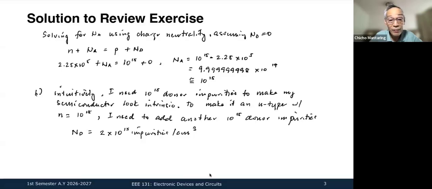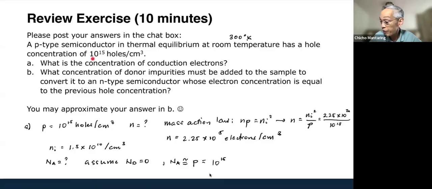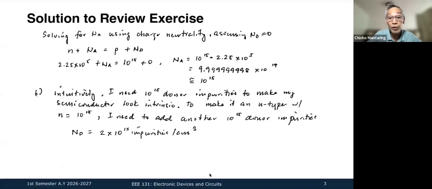Sir, paano po nakuha yung units? What do you mean the units? Like per centimeter cube. Oh, well, yung concentration natin is assumed to be per centimeter cube. Our concentration is always number of carriers or number of impurities per unit volume or per centimeter cube. So lahat itong mga to, yan, 10 to the 15 holes per centimeter cube. This is 2.25 times 10 to the 5 electrons per centimeter cube. All of these are per centimeter cube. Was I able to answer your question?